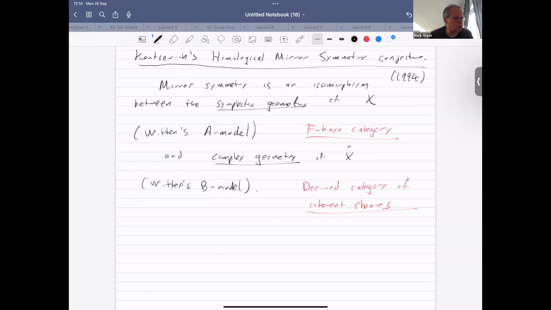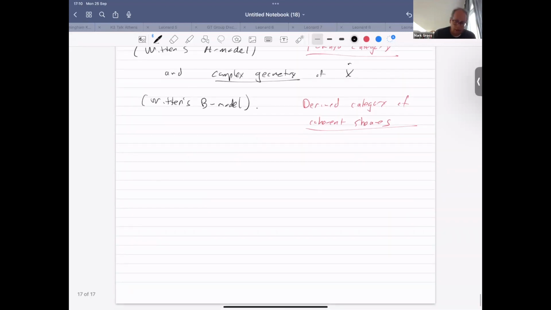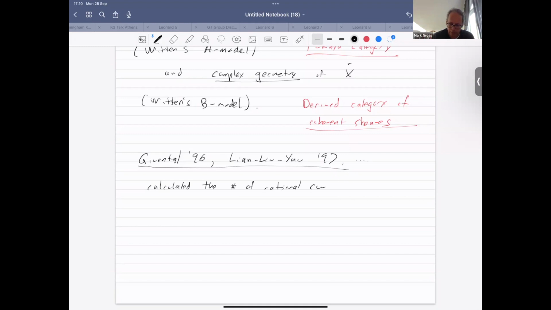Okay, but that's not quite where I want to talk about yet. The other big milestone in mirror symmetry was Lian, Liu, Yau. I don't remember if it's 96 or 97. I think it was 97. And then many other people since have given simplified versions. They actually calculated a number of rational curves on the quintic of each degree, and verified the physics prediction.